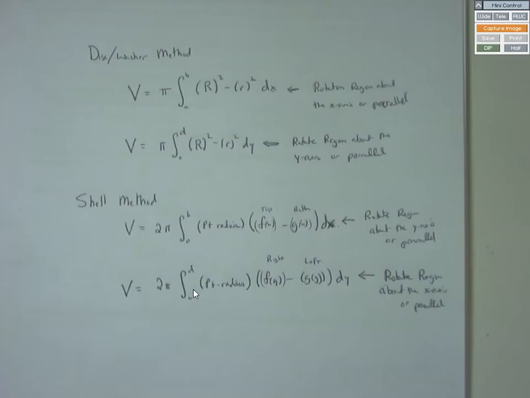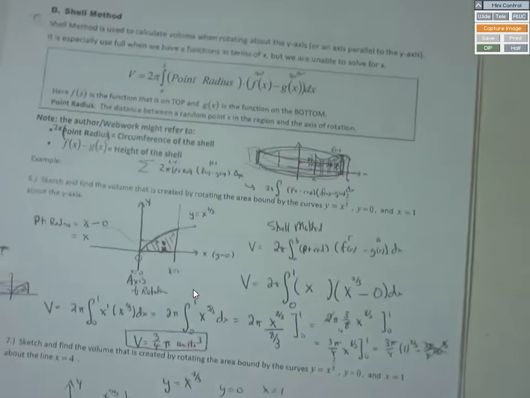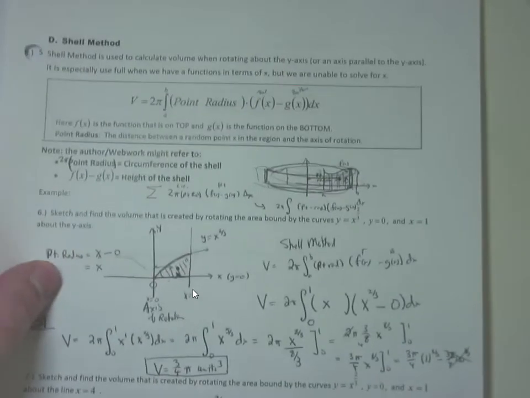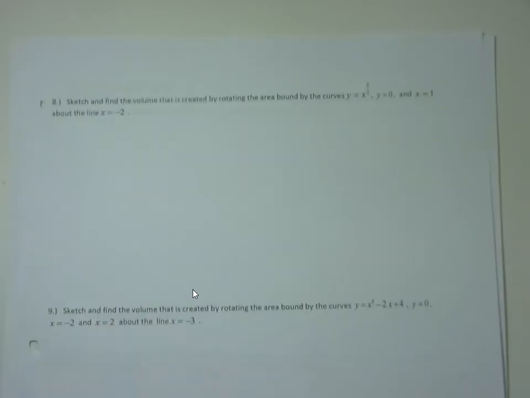Now let's pick up where we left off then. So we did the shell method problem. We did a couple of them. So I want to start with this one right here. It says this: sketch and find the volume that is created by rotating the area bounded by the curves y equals x to the 2/3 power, y equals 0, and x equals 1 about the line x equals -2.